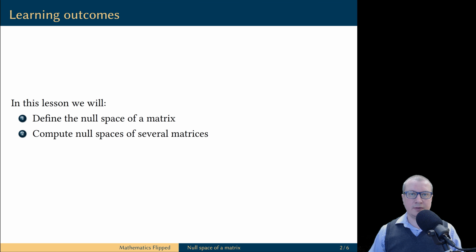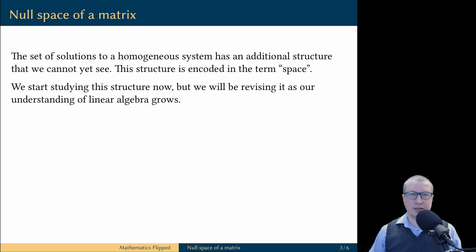In this lesson we will define the null space of a matrix and compute null spaces of several matrices. Let's get started. The solution set to a homogeneous linear system has an additional structure which we do not yet see. This additional structure is encoded in the term space. We will start slowly poking at this structure, and our understanding of this structure will grow as this course progresses.